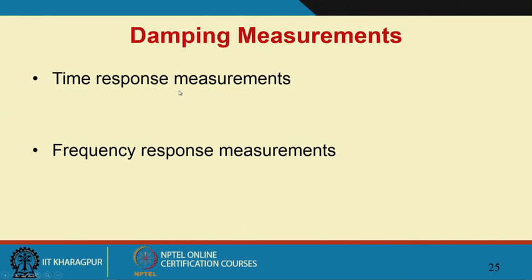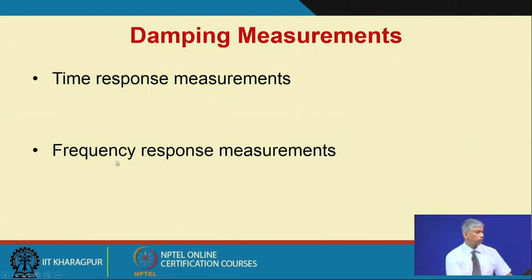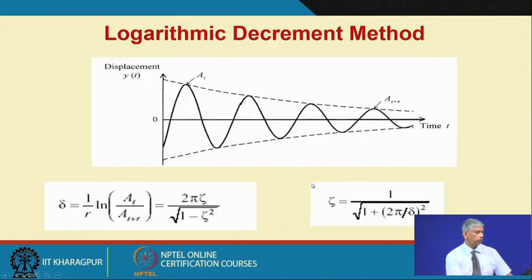Damping can be measured either through time response measurements or through frequency response measurements, and this is the log decrement method. If you recall, in the underdamped case, because of the presence of damping, these oscillations will die out with time. So, by measuring the successive amplitude ratios, one can get an estimate of the damping present in a system, and that is usually used by many experimenters to find out the damping in systems.